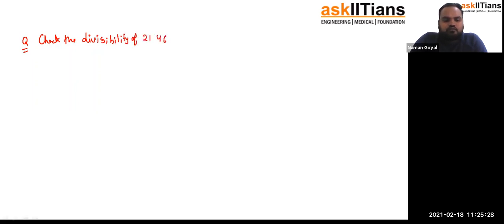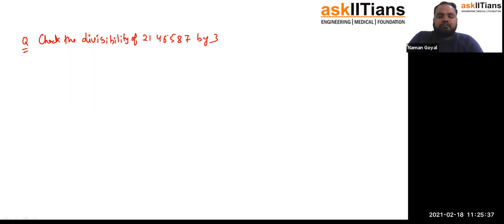Write down. Question is, check the divisibility of 214658 by 3. We have to check whether it is divisible by 3 or not.